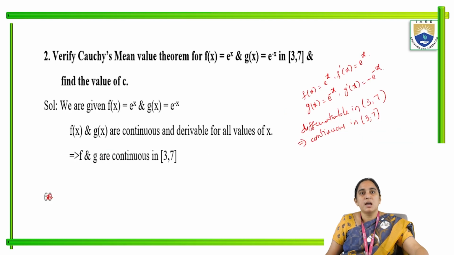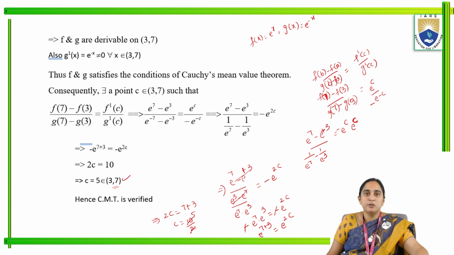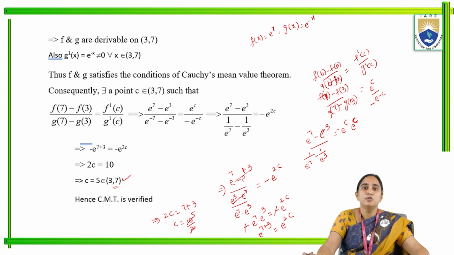root ab. And similarly, from the second question, verify Cauchy's mean value theorem for f of x is equal to e power x and g of x is equal to e power minus x. There also all conditions are satisfied from Cauchy's mean value theorem, and the value of c is equal to 5. So we verified two questions from Cauchy's mean value theorem. This is a very simple concept.